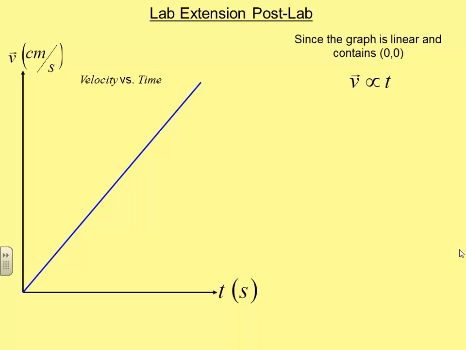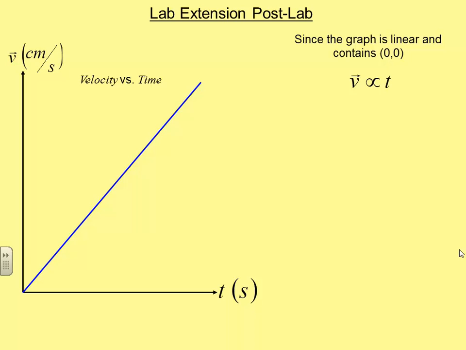This proportionality means that if you double the amount of time you allow it to roll, it will be going twice as fast. If you triple the time, it will be going 3 times as fast. If you quadruple the time, it will be going 4 times as fast. It's just a nice one-to-one direct proportionality.